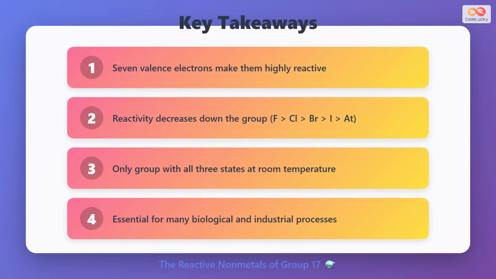Let's summarize the most important points about halogens. First, their 7 valence electrons make them highly reactive, always seeking one more electron to complete their outer shell. Second, reactivity decreases as we move down the group, with fluorine being the most reactive, followed by chlorine, bromine, iodine, and astatine. Third, halogens are unique as the only group displaying all 3 states of matter at room temperature. Finally, these reactive nonmetals are essential for many biological and industrial processes, from dental health to water purification. Understanding the halogens gives us insight into chemical reactivity, periodic trends, and the practical applications of chemistry in our daily lives.